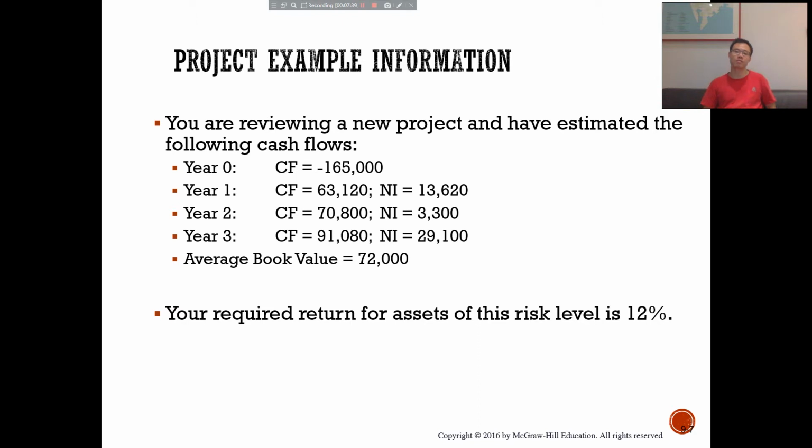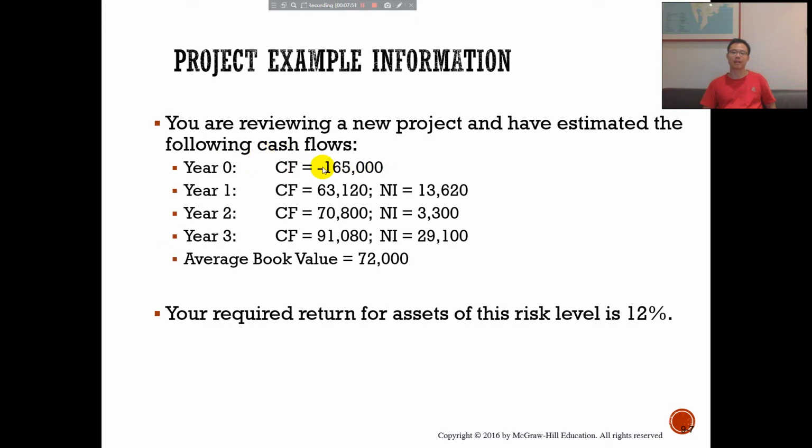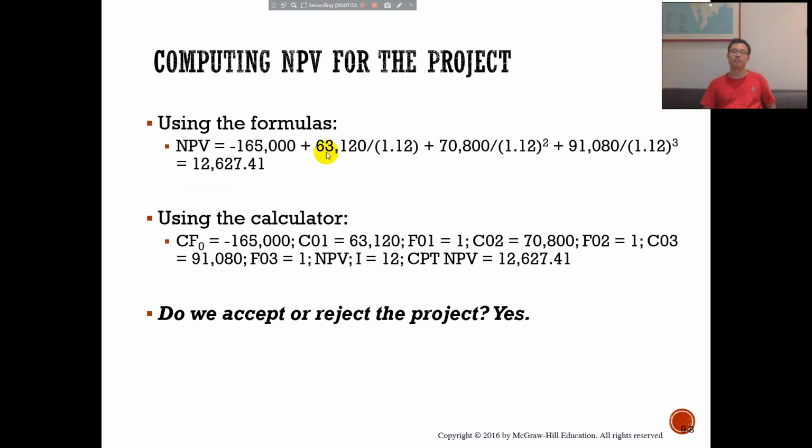And given that the required return is 12% and the 4 cash flows, how do we calculate the NPV? The NPV is simply the minus I, well, this is a cash outflow, plus the first cash flow divided by 1 plus R, 1 plus 12%, plus the second cash flow divided by 1 plus R to the power of 2, plus the third cash flow divided by 1 plus R to the power of 3, and we get an NPV of 12,000 and a little bit more.